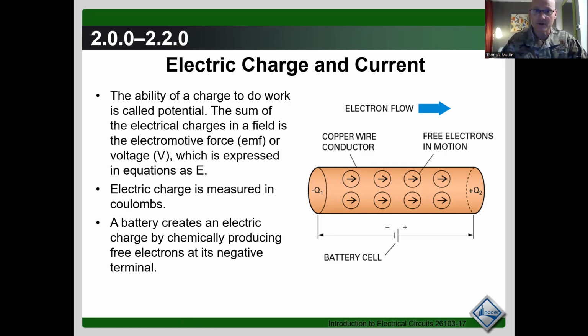And I'm going to teach you a little bit of Ohm's law here. So we'll go from there. We're not going to test on it. We're just going to learn it, right? So expressed in the equations as E.